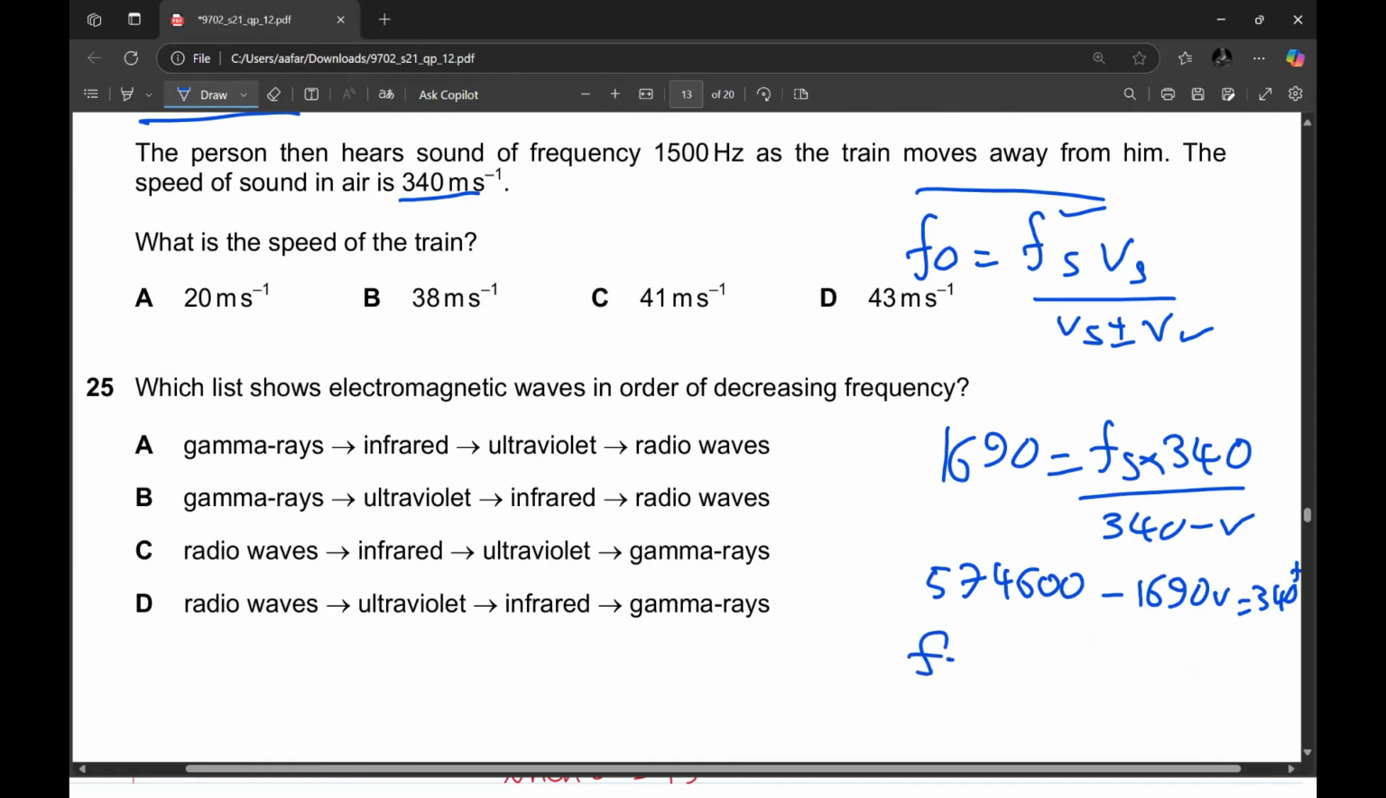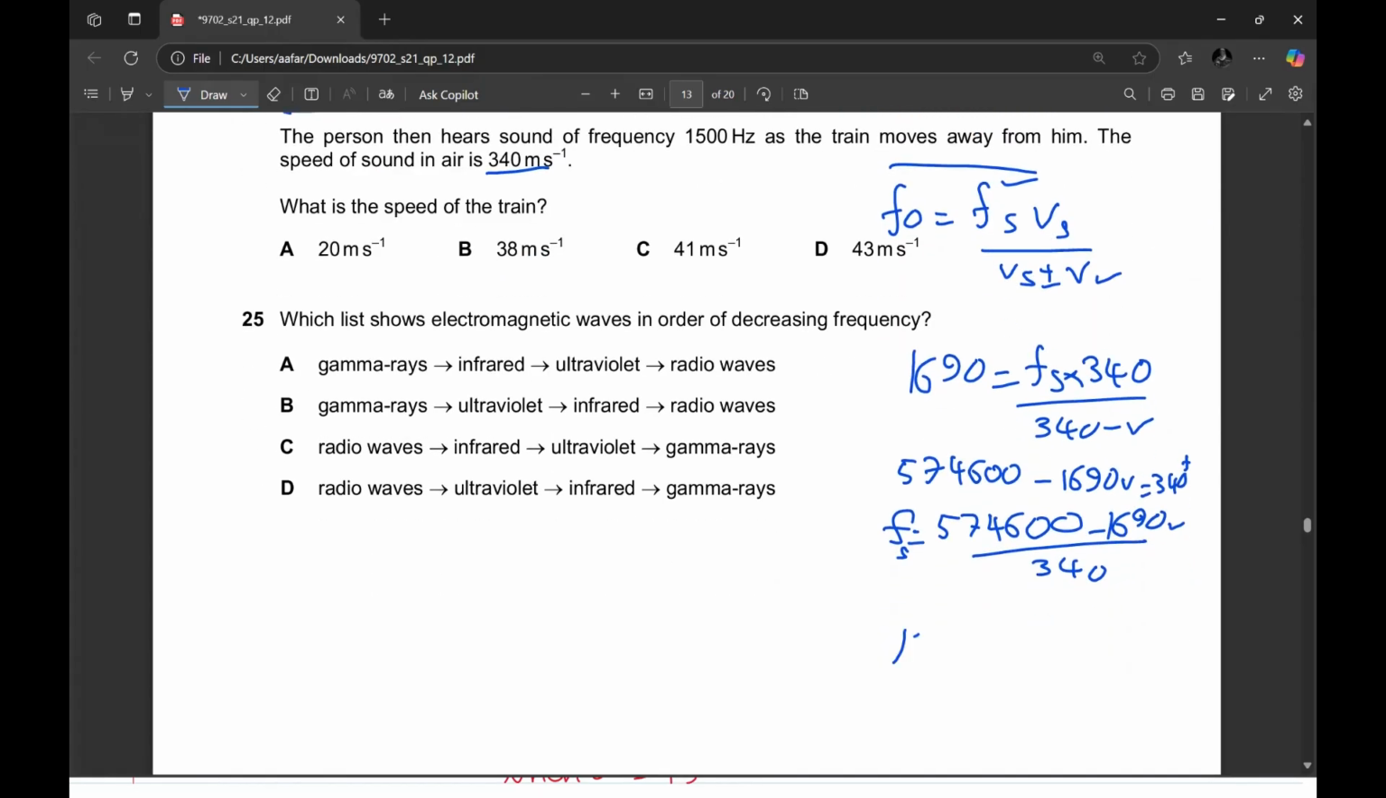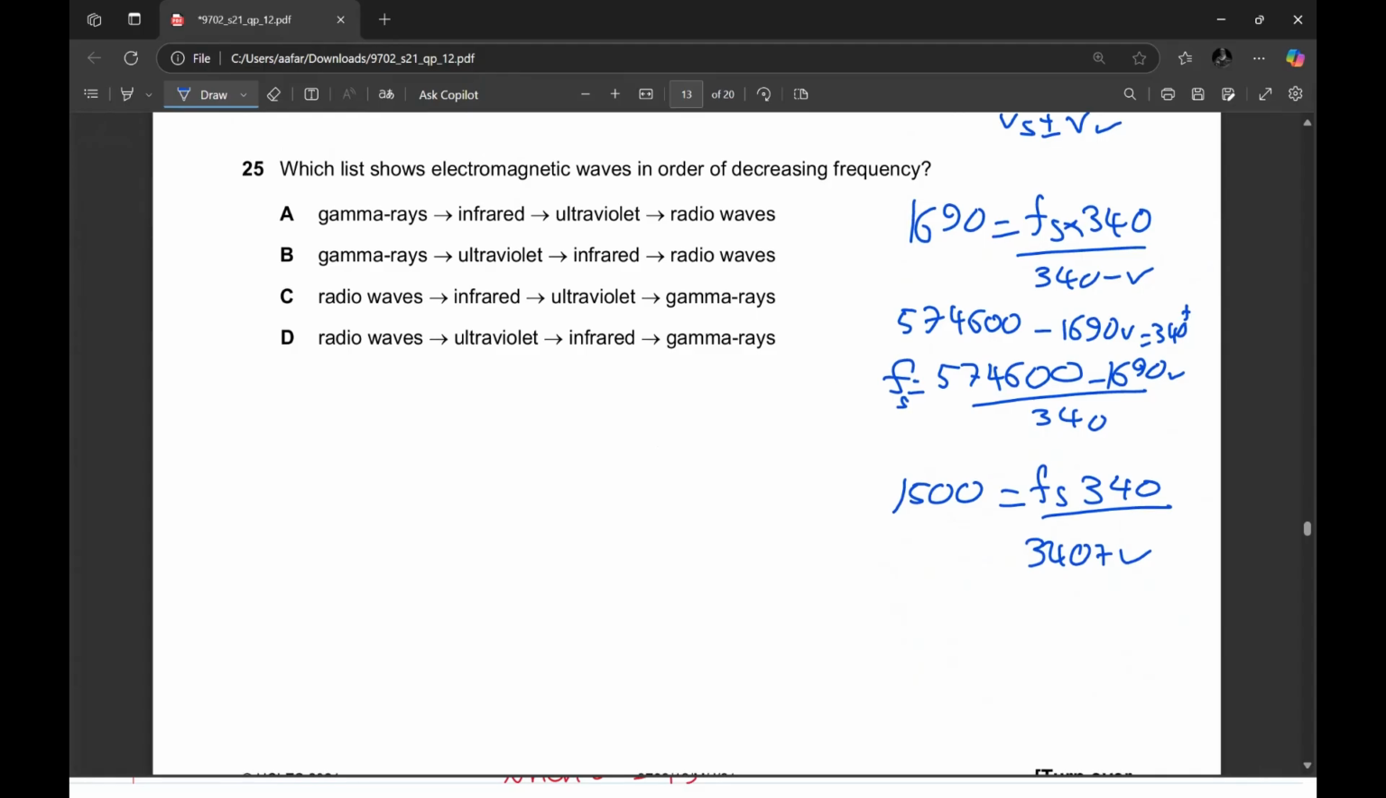Or you can say that Fs is equal to Fs source 340. Now for the second equation, when it's moving away, we have frequency 1500, Fs times 340 over 340 plus V. So we get 1500 V plus 510,000 is equal to 340 Fs.